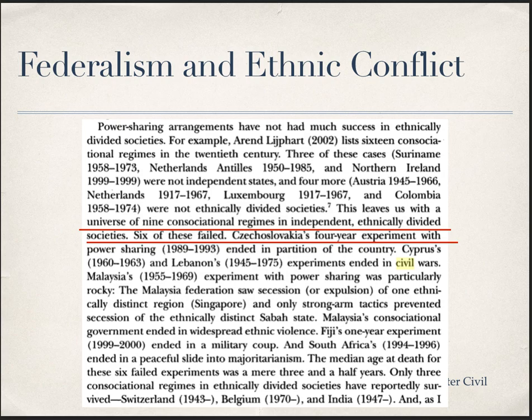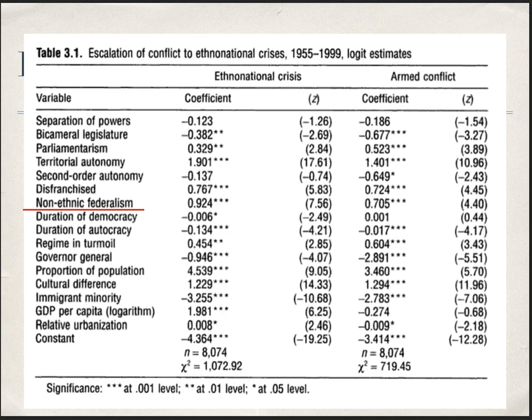So in order to test this theory, Phil asks whether there is an armed conflict or an ethno-nationalist crisis in places, and checks to see whether certain types of federal institutions are related to these sorts of crises. And only non-ethnic forms of federalism and power separation seemed to help.